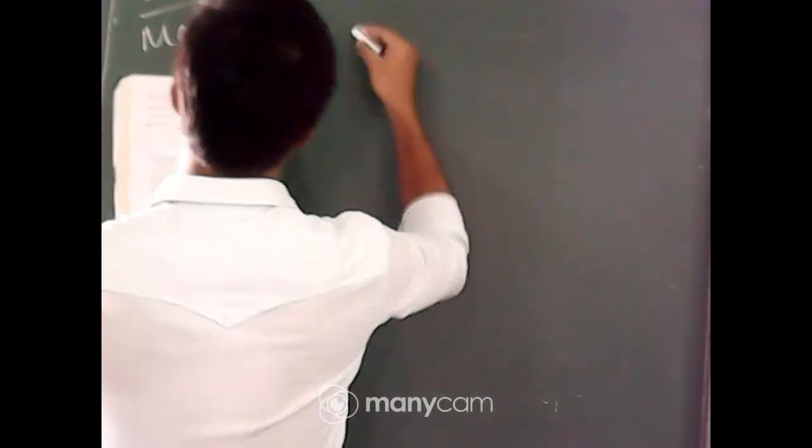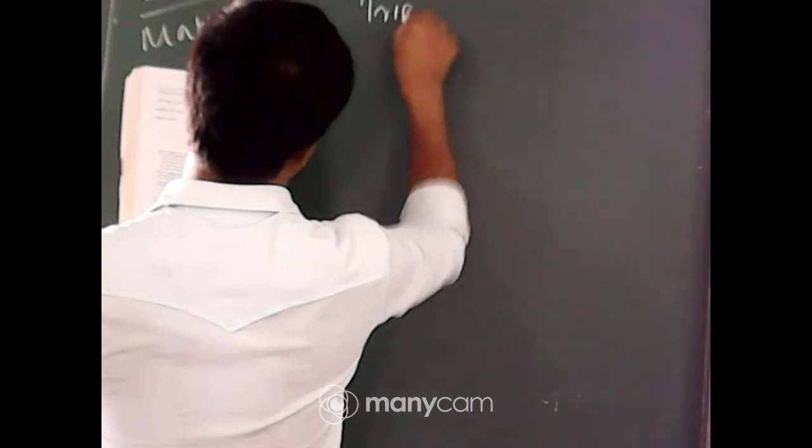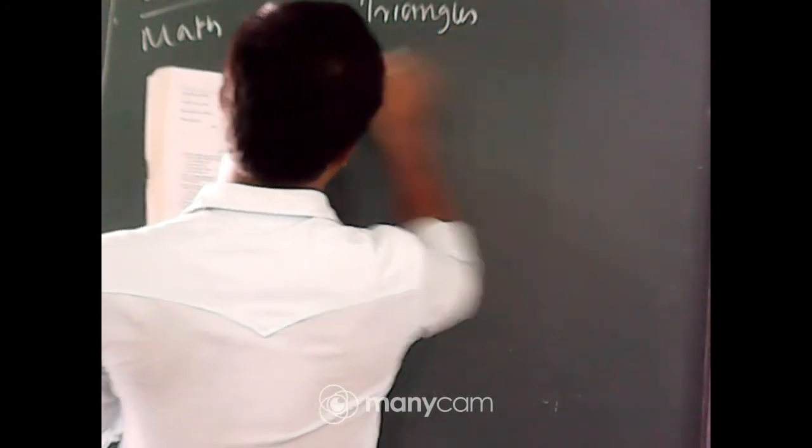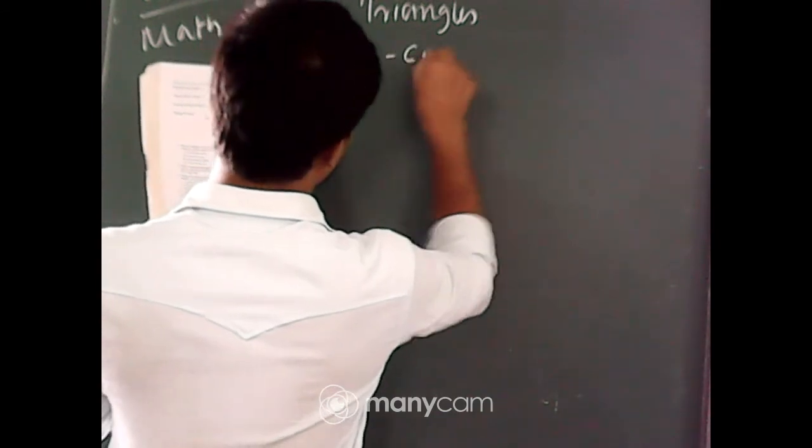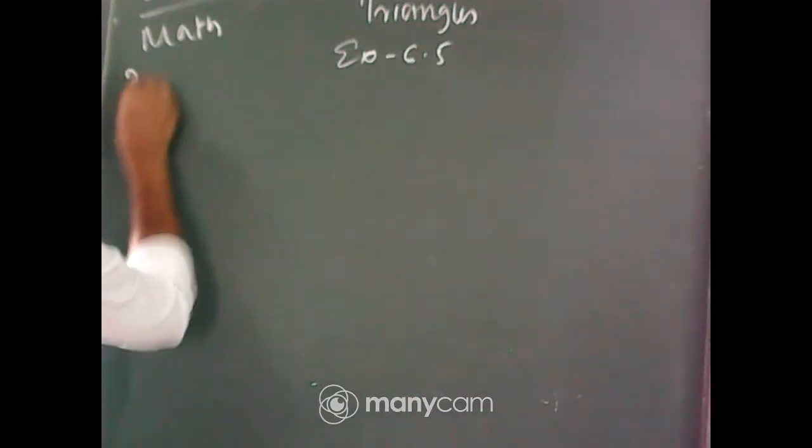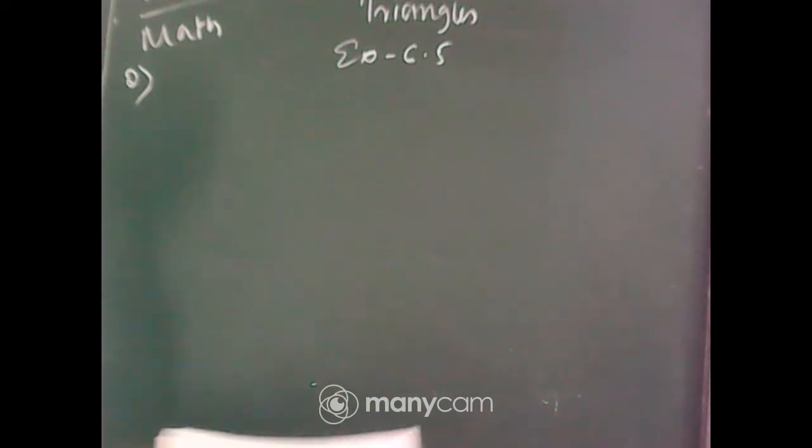So in the previous class we solved question number 1 of exercise 6.5. Today we'll start from question number 2. Is that okay? Are you ready? Okay, so let's start. Class 10 maths, and we are doing triangles. Exercise number 6.5, and we'll start from question number 2. So let's read the question.